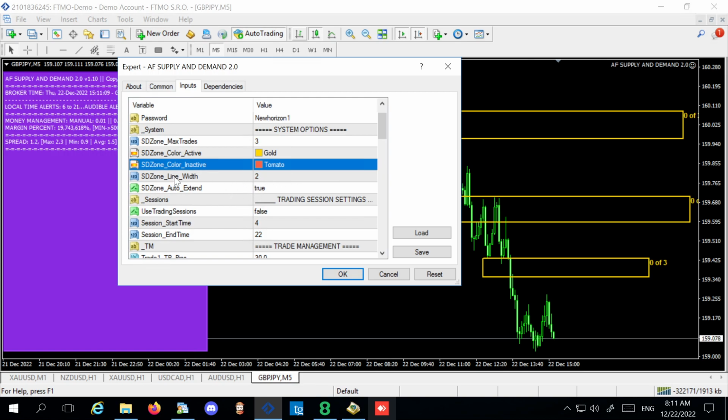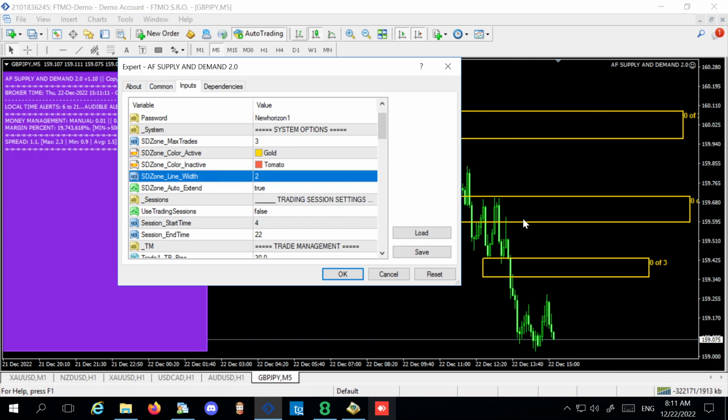The zone width is very self-explanatory. It's just the width of the line here, on how thin or thick you want it. We've got the SD zone auto extend. That means it will extend into the future. So there's no need to redraw the lines or get zones rejiggled or anything like that. Just because they look pretty short here, as time goes on, the market will proceed on, and as it proceeds on, these boxes follow along with it.